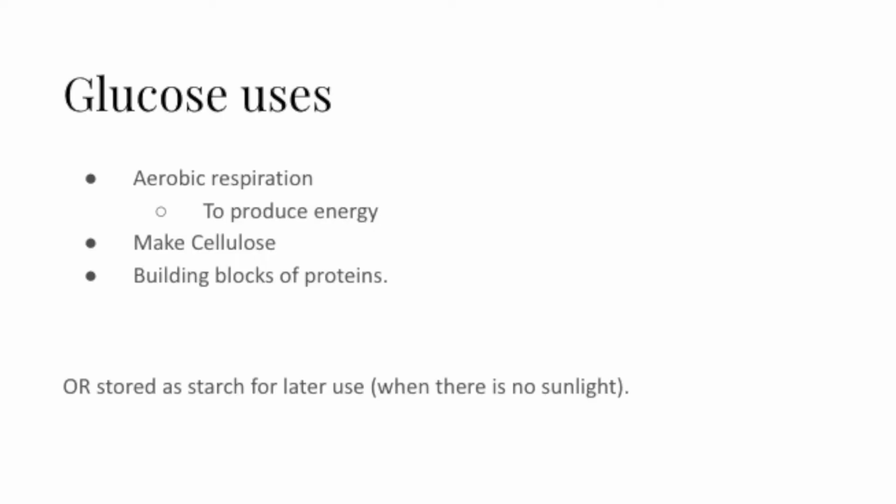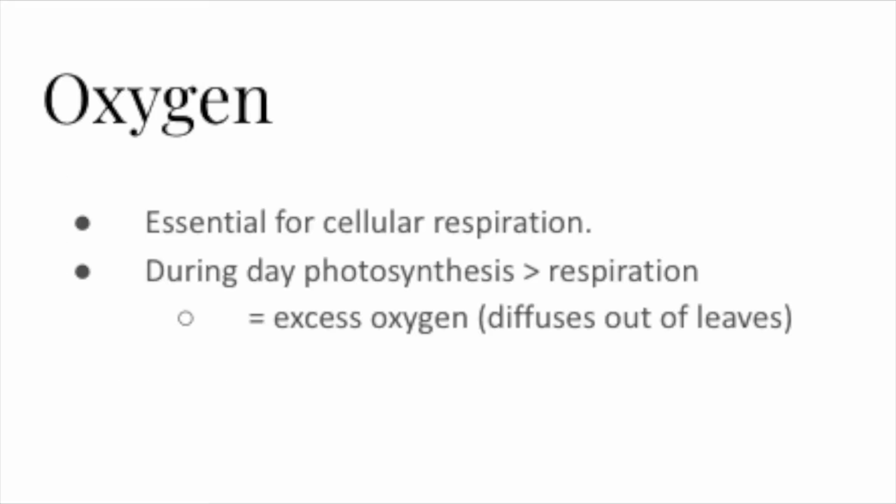Once glucose has been transported around the plant, it is used either in aerobic respiration to produce energy or to produce cellulose for the cell wall or as building blocks for cell proteins. It can also be stored for later use by cells when light isn't available for photosynthesis, and it would be stored as starch. Oxygen is essential for cellular respiration and is used for respiring cells in the plant.